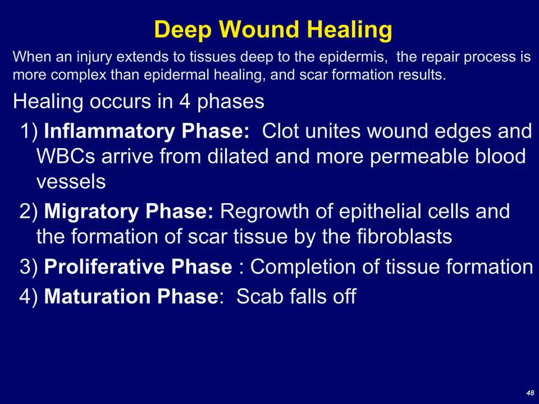Now let's take a look at deep wound healing. A deep wound is a wound that involves not just the epidermis, but also the dermis and possibly even the hypodermis. And so here, healing will occur in 4 phases: the inflammatory phase, the organization or migratory phase, the regenerative or proliferative phase, and finally the maturation phase. So let's start out with the inflammatory phase.